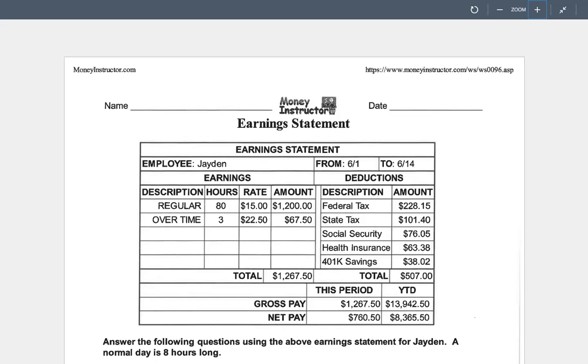So his paycheck is not going to be for $1,267.50. That amount will be on his paycheck, but that's not how much the check will be written out, or that's not how much will be deposited into his bank account. In his bank account, he's going to see the number $760.50. Now, you might be wondering, well, he made $1,267.50, but he's only getting $760.50. Yes. And the reason is the right side of this earning statement, which is called deductions.